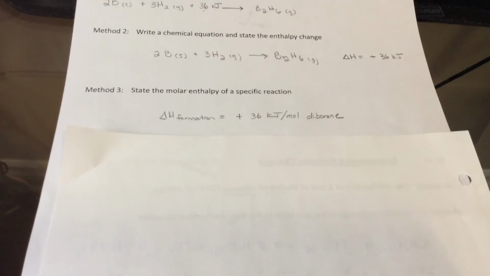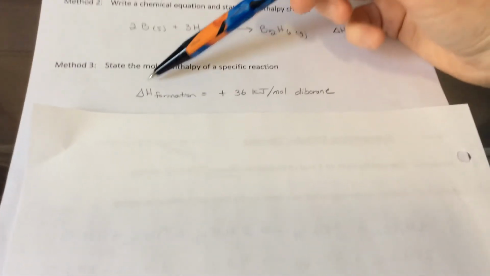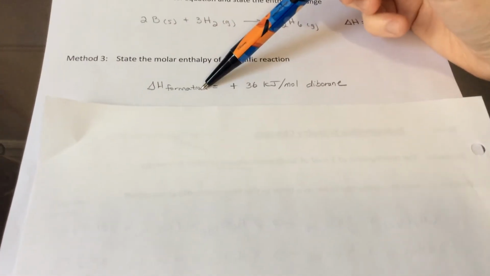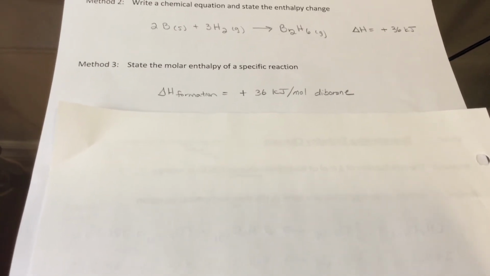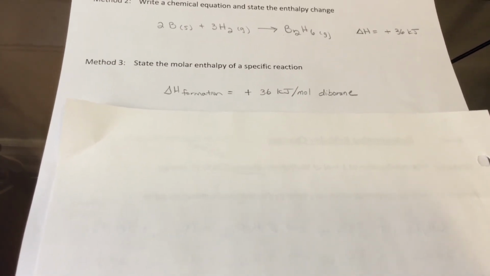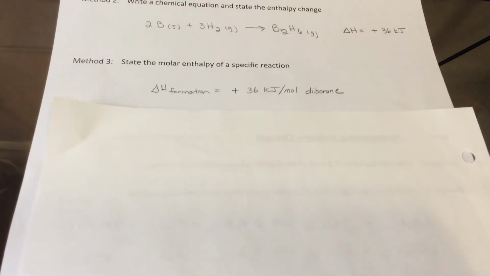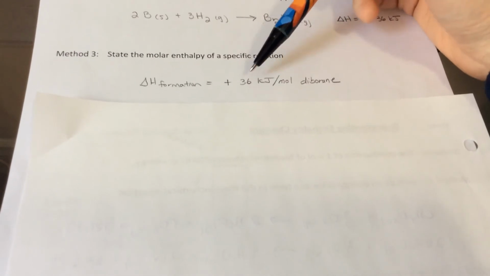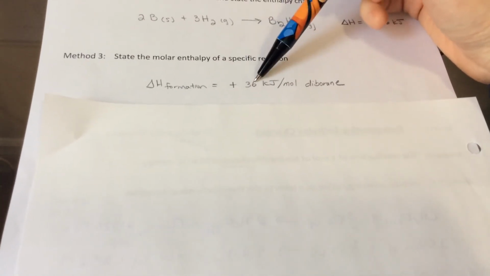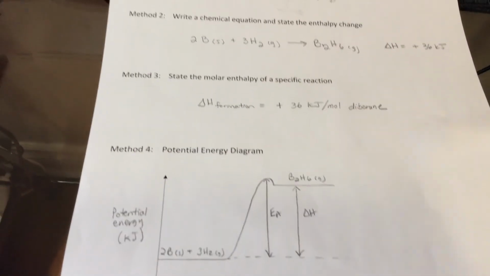Here we can state all of the information. Delta H of formation. A formation reaction is any substance formed from its elements as they exist at standard ambient temperature and pressure. So to form diborane per mole, we need to put in 36 kilojoules of energy.